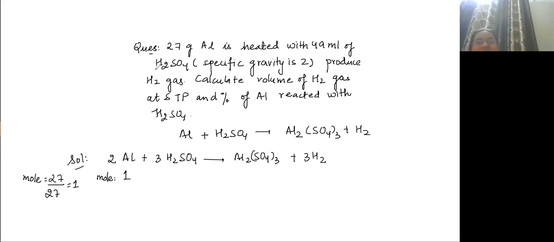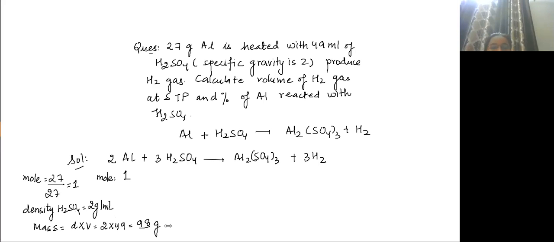Now, next, specific gravity is given. Specific gravity is nothing but density. So, density of H2SO4 is given as 2 gram per ml. So, what will be its mass? Mass will be equal to density into volume, that is 2 into 49. So mass is 98 grams. Now tell me, if mass is 98 grams, then what is moles of H2SO4? Very good, mole will be equal to 1.